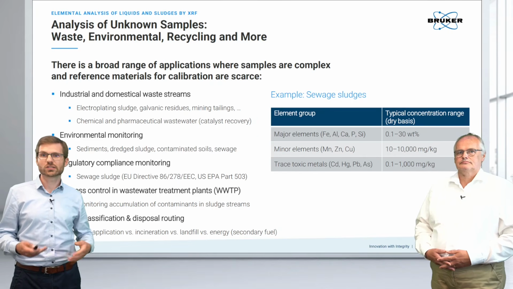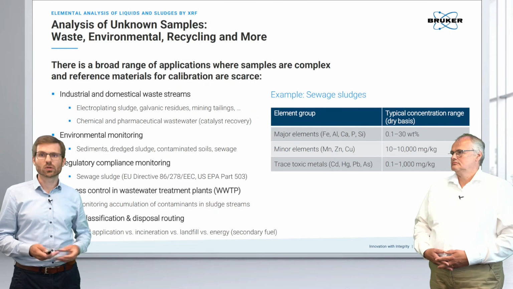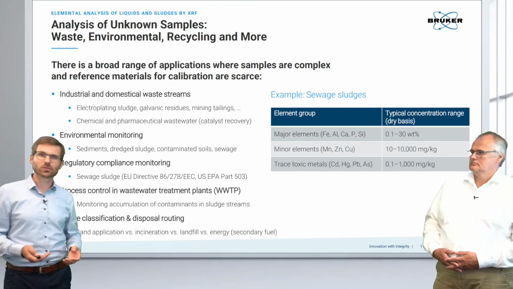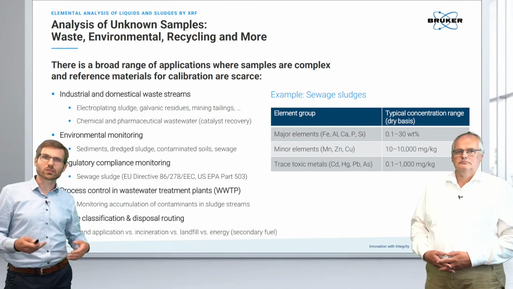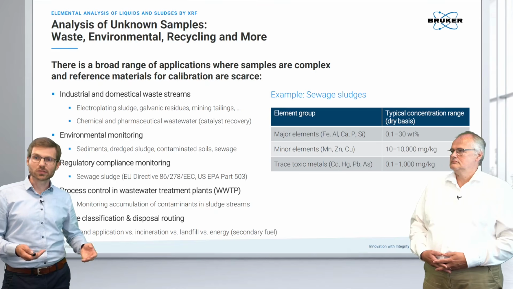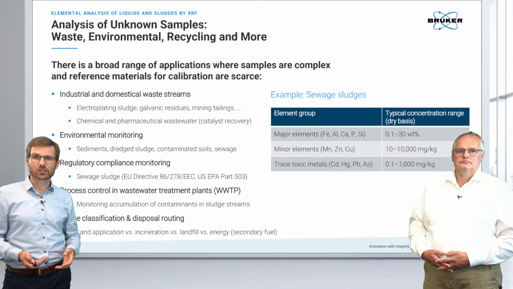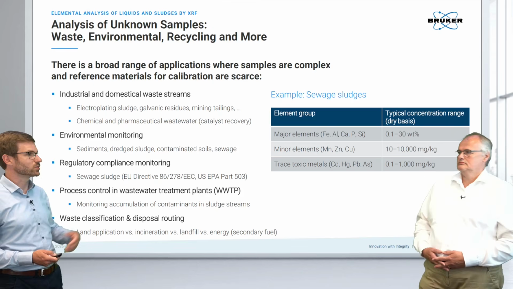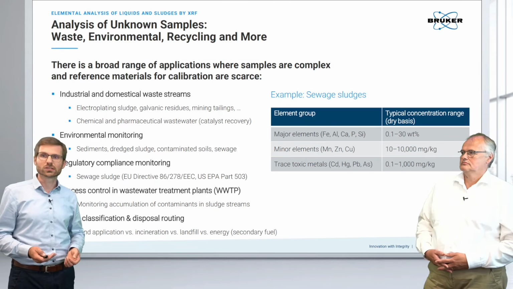These sewage sludges, which come from industrial wastewater or also municipal wastewater or domestic wastewater, can sometimes be reused in agricultural environments. And to determine whether it's usable or not, you need to measure the heavy elements. You need to make sure that there's not too much lead or cadmium inside.